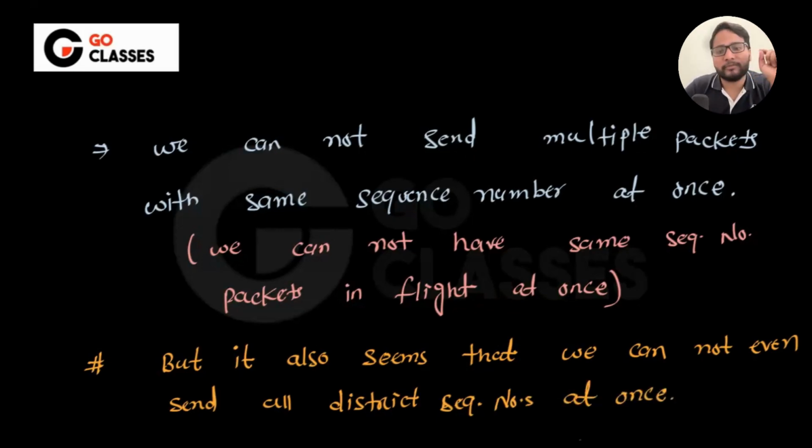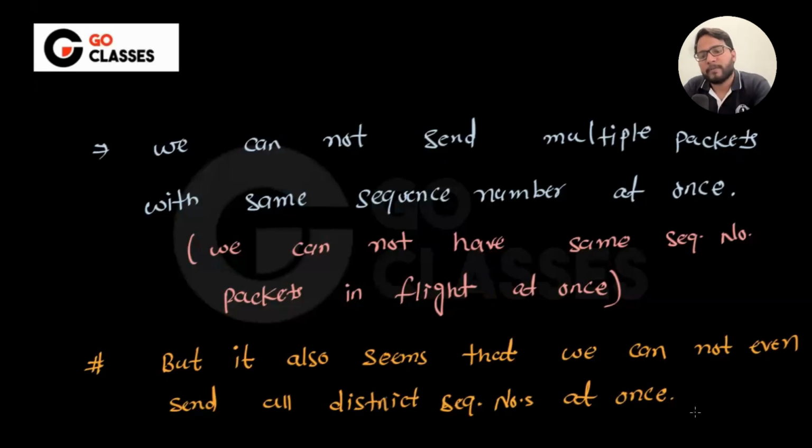But it also seems that we cannot even send all distinct sequence numbers at once. Are these two statements okay? This is the second problem. Let's see what the solution is here, and what the limit is.